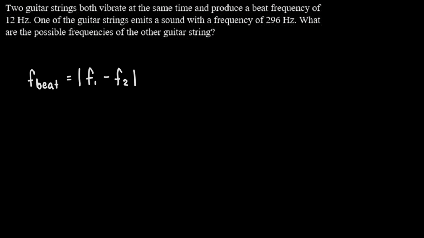Now we just have to be careful here because what we know is that the beat frequency is 12 Hertz. So what that means is that our other frequency can either be 12 Hertz higher than 296 or 12 Hertz lower than 296. We can also show that with our equation.